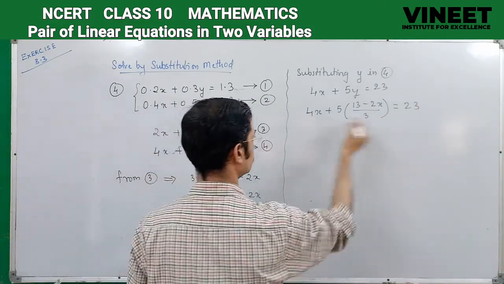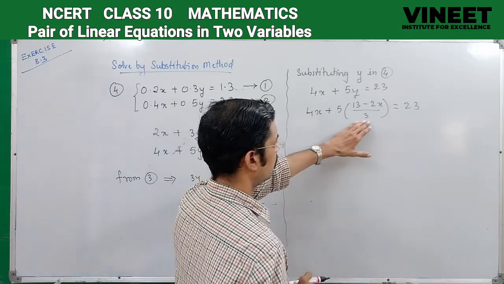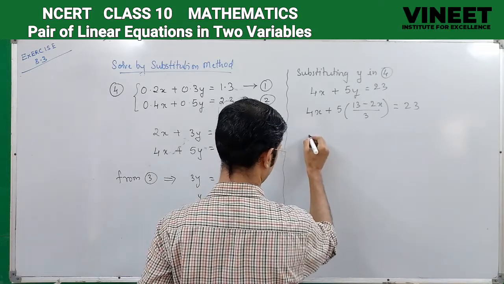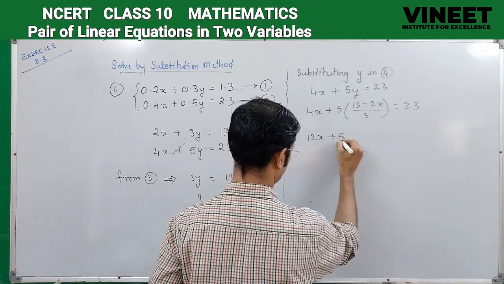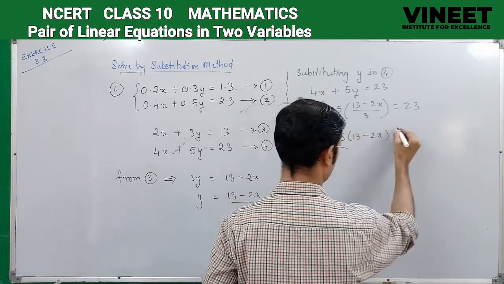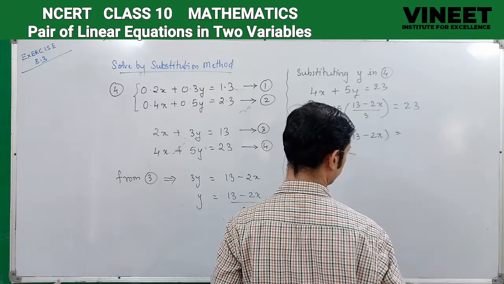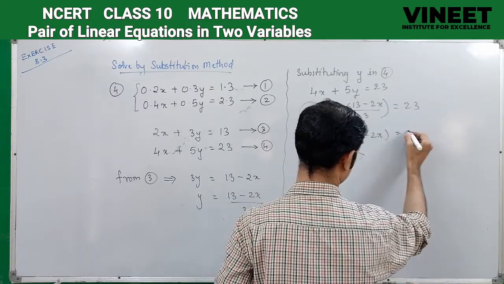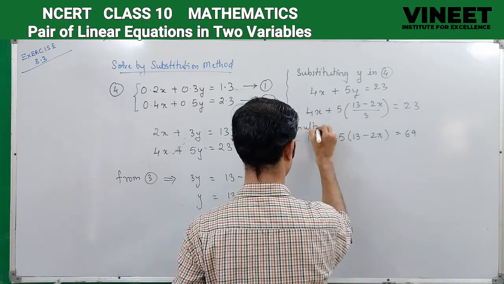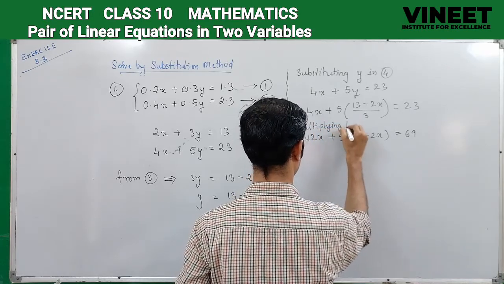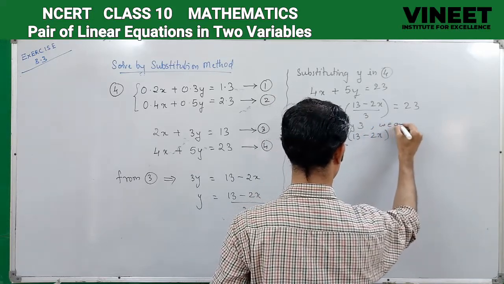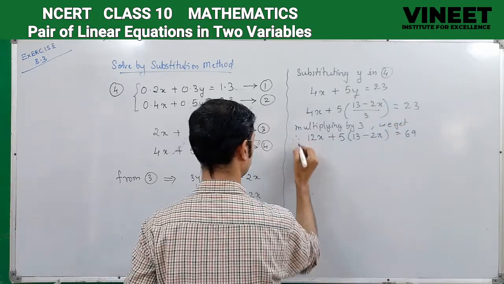Now to simplify this and to get rid of the denominator 3, we will multiply the equation throughout by 3. So this becomes 4 into 3 is 12x plus 5 into (13 minus 2x), as the 3 gets cancelled when we multiply by 3, and this becomes 23 into 3, which is 69. That is how we get this expression. Now let us further simplify it.